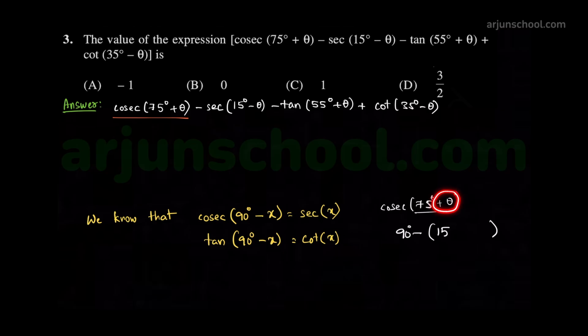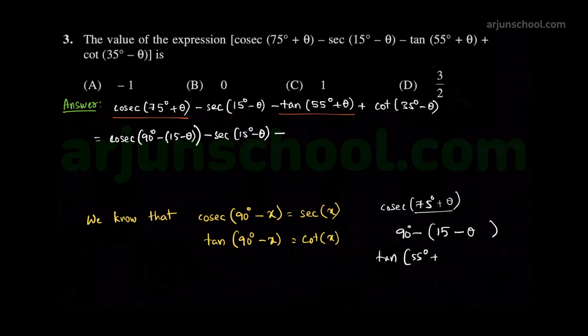In the given expression we have plus theta. Since we are using minus as common, we can write minus theta inside the brackets. Therefore, in the given expression, cosecant of 75 degrees plus theta can be written as cosecant of 90 degrees minus of 15 minus theta minus, let us write the given secant as is, secant of 15 degrees minus theta minus, let us convert this tan of 55 plus theta into cot, tan of 55 degrees plus theta.